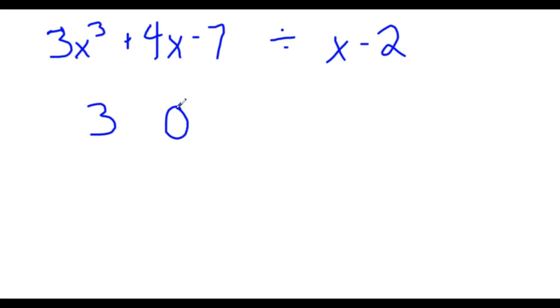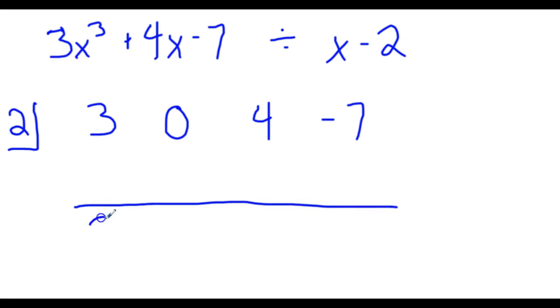When you're going from highest degree to lowest degree, if you're ever missing one of your terms, you need to put a 0 in that place. So we have 0 in for our x squared, we have a 4, negative 7, and we have a positive 2 out in front. Remember, it's x minus that number.